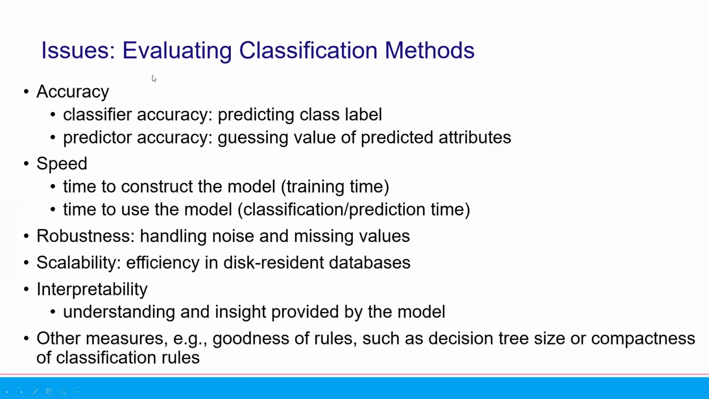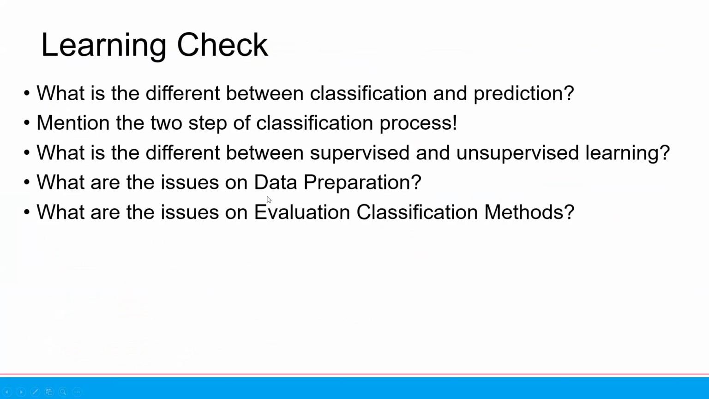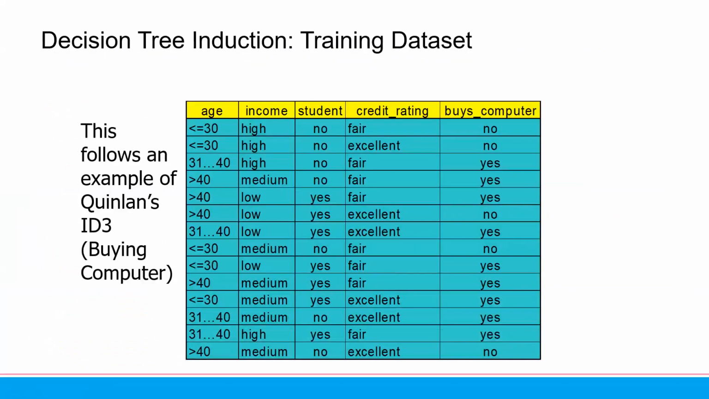Yeah, we have this issue: accuracy, speed, robustness, scalability, interpretability, and some other measures. Okay. So let's move on to the next section.